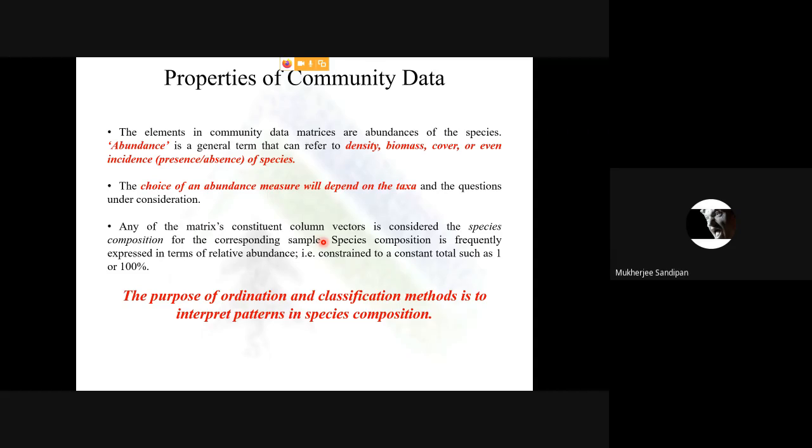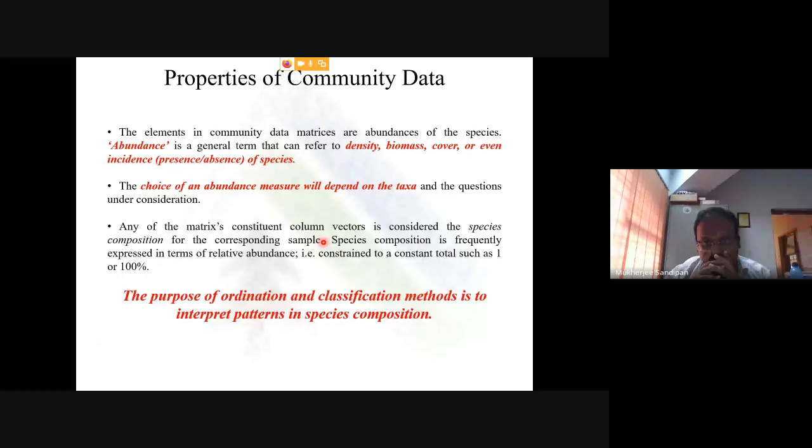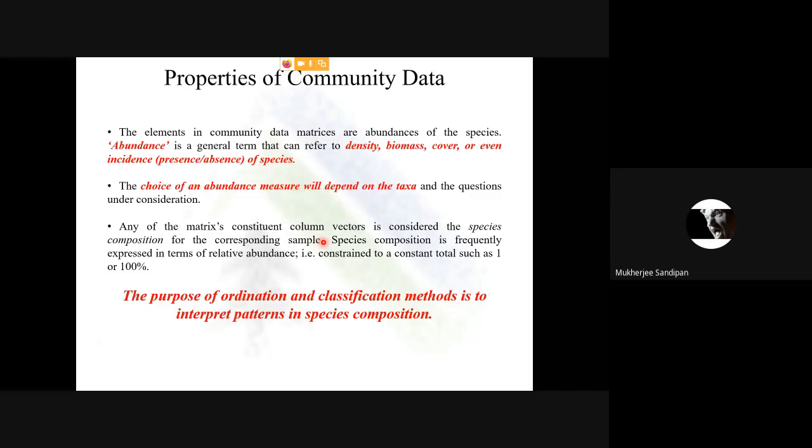Now, the choice of abundance measure will depend on the taxa and the question under consideration. That is also true: what you want to achieve with all of your sampling and data collection is also an important factor. Any column vector of the matrix is considered as the species composition. I have told you before that your column can be species composition or it can be a location. For us, we use it as species composition, and then it's frequently expressed in terms of relative abundance. If you have very high species composition, you can go up to 100%, and if it is very low, it can be 1%. The purpose of ordination and classification methods is to interpret patterns in species composition.